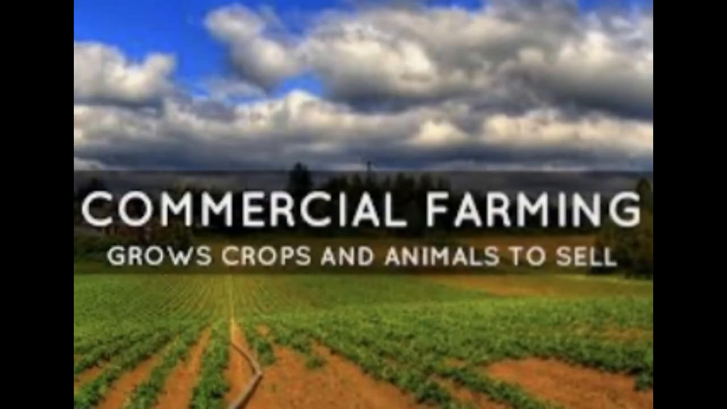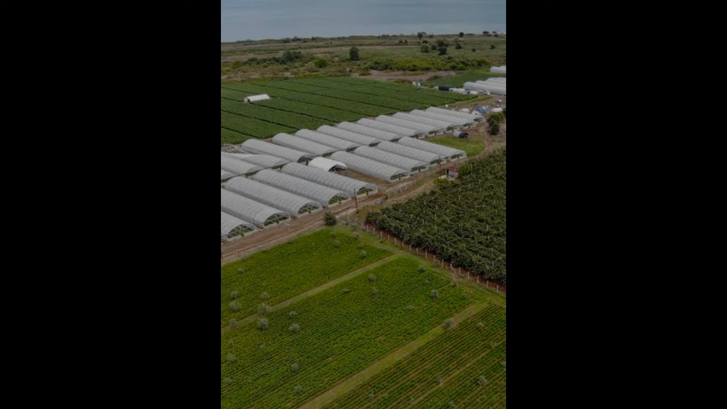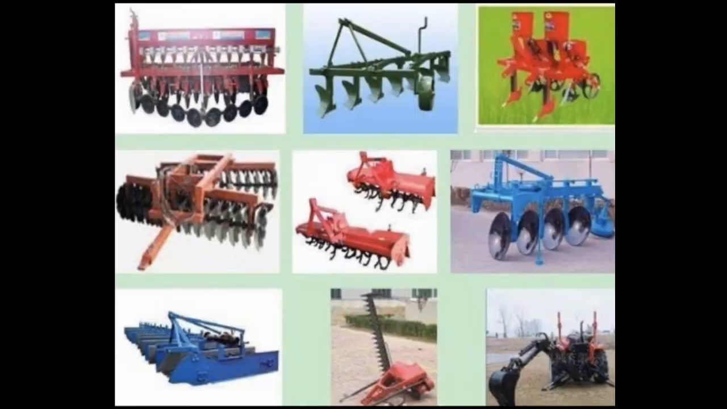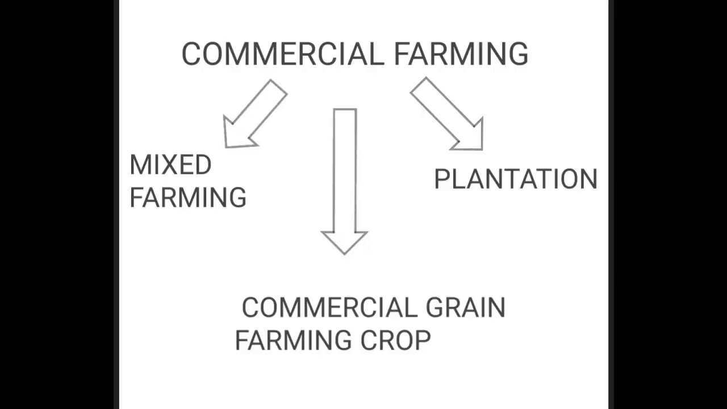Commercial farming. In commercial farming, crops are grown and sold in the market. The area cultivated and the amount of capital used is large. Most of the work is done by machines. Commercial farming includes commercial grain farming, mixed farming and plantation agriculture.